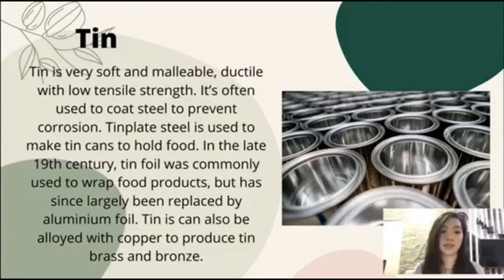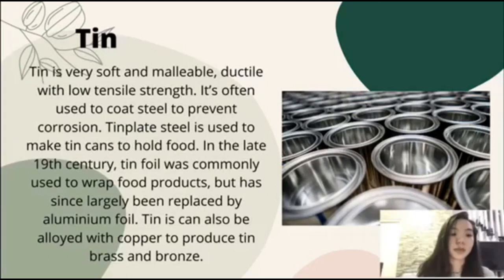And the last one is tin. Tin is very soft and malleable. It is ductile with a low tensile strength. It is often used to coat steel to prevent it from corrosion. So, tin plate is a type of architectural material consisting of sheet iron and steel coated with tin. Tin roofs are a type of tin plate. It was originally used for armor, but eventually as a roofing material. Tin plate was also used for decorations, such as ornamental windows, door lintels, and stamped ceilings.